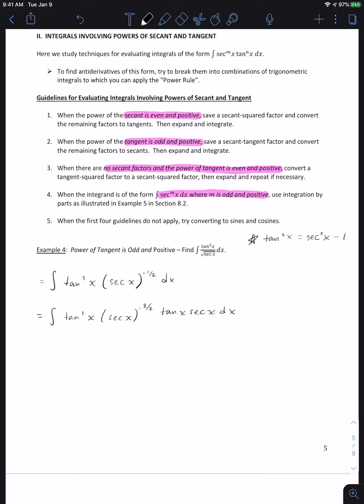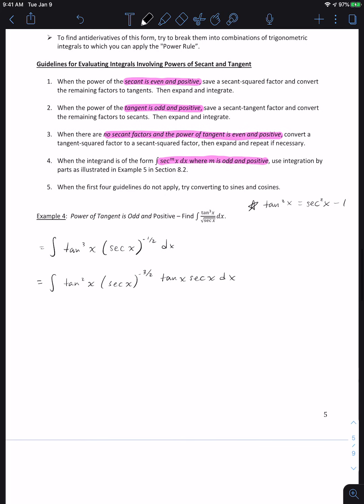Right? And so now what we're going to do is convert the remaining factors to secants. So notice I have a tangent squared here, so I can use my trig identity that tangent squared is equal to secant squared minus 1 times secant x to the negative 3/2 tangent x secant x dx.